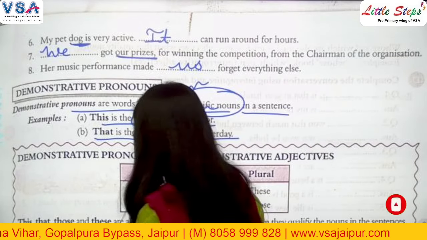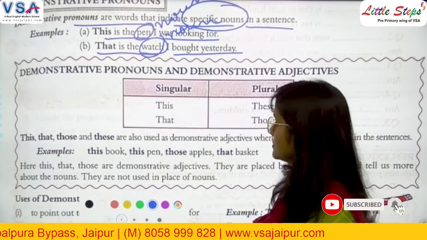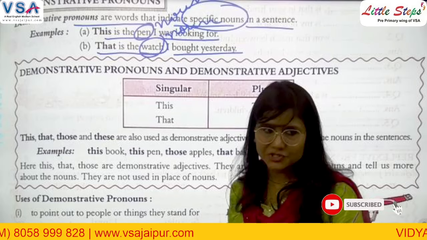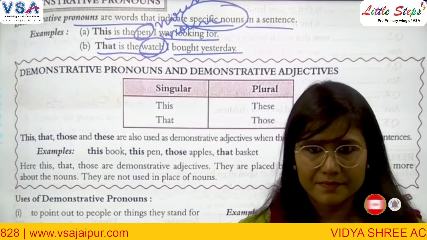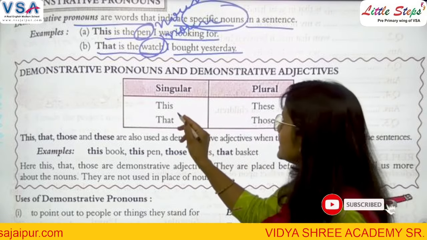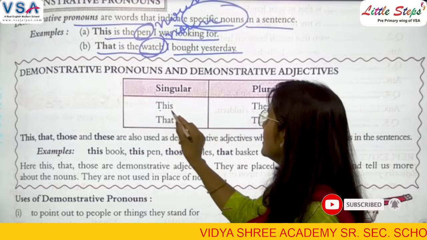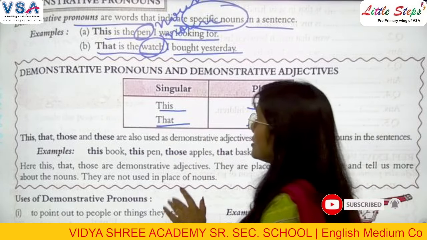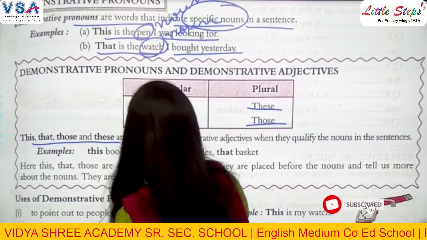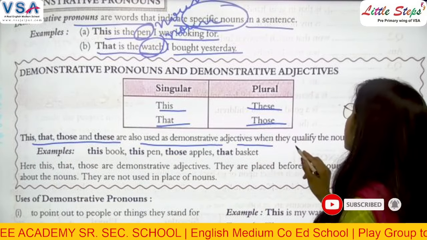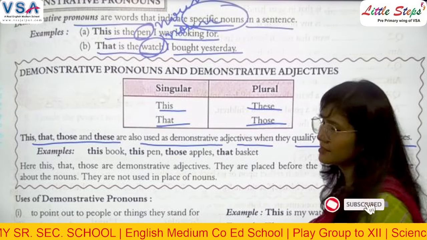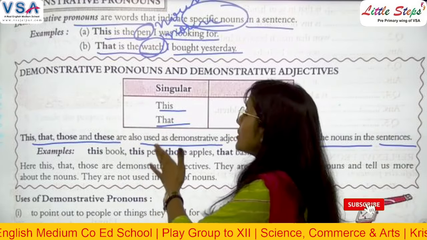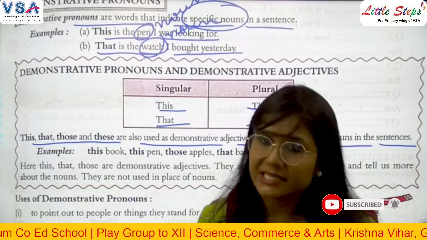Now you will see singular and plural. Demonstrative pronouns and demonstrative adjectives both are the same. This, that, these, those. This and that are singular and these and those are plural. That you know very well. ये आप सभी को अच्छे से आता है. Now this, that, those and these are also used as a demonstrative adjective when they qualify the nouns in the sentences. What did you understand by this line? This is saying that this, that, those, these are also used as a demonstrative adjective.